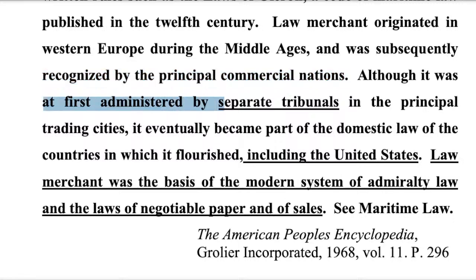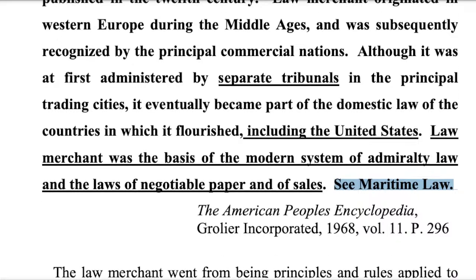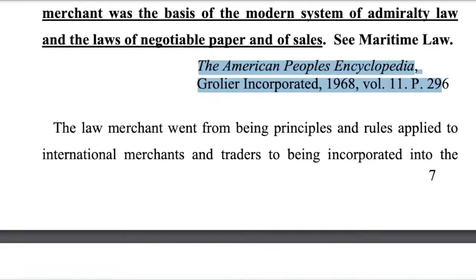Although it was first administered by separate tribunals in the principal trading cities, it eventually became part of the domestic law of the countries in which it flourished, including the United States. Law merchant was the basis of the modern system of admiralty law and the laws of negotiable paper and of sales. See Maritime Law. That comes from the American People's Encyclopedia from Grolier, 1968.